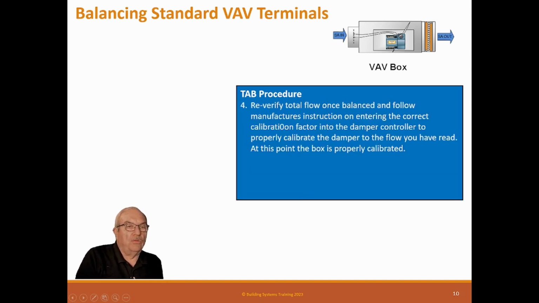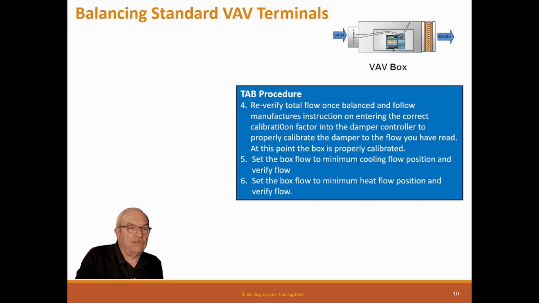Re-verify the total flow once balanced and follow manufacturer's instructions on entering the correct calibration factor into the damper controller to properly calibrate the damper to the flow you have read. At this point, the box is properly calibrated. Set the box flow to minimum cooling flow position and verify the flow. Set the box flow to minimum heat position and verify the flow.